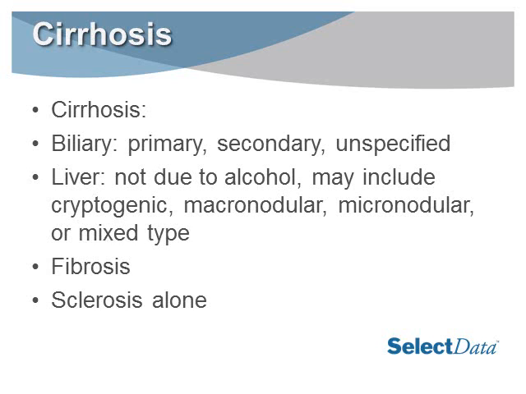For cirrhosis, if it's biliary, is it primary, secondary, or unspecified? If it's the liver, is it not due to alcohol, but it may include cryptogenic, macronodular, micronodular, or the mixed type? Is there fibrosis or sclerosis alone?